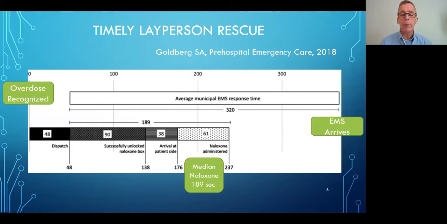One can see that the simulated dispatcher was contacted at a median time of 48 seconds, the locked box was unlocked at 138 seconds, and naloxone was administered at a median of 189 seconds, which is a couple minutes ahead of the time the ambulance would have arrived. And even when EMS crews arrive, they need to make their own assessments and obtain the treatment and give it, which would require additional time delays.